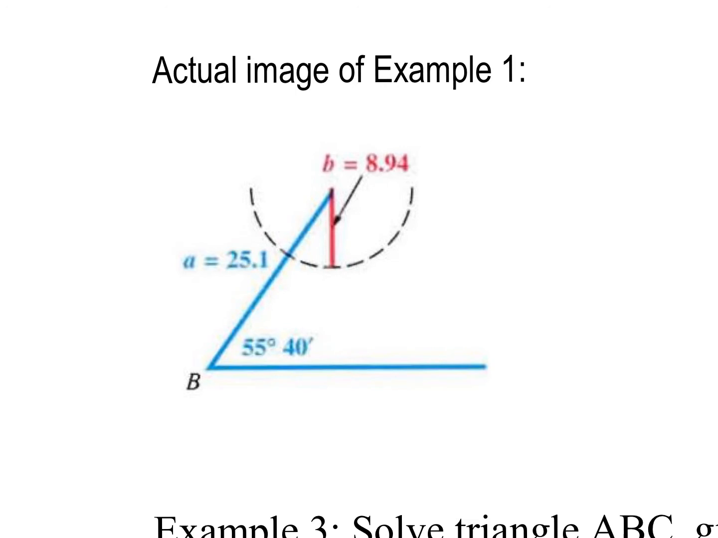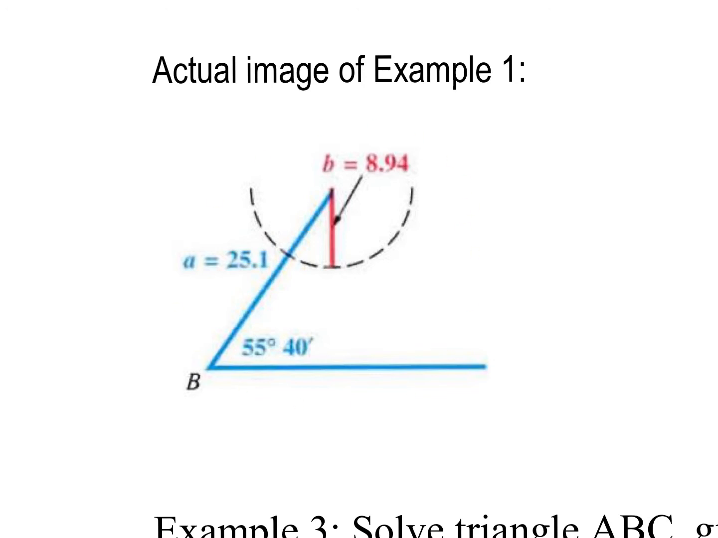In this case, remember we were given angle B, side A, and side B. Well, this side B at 8.94 happens to be too small. It does not fit together to form a triangle. Therefore, we do not have a triangle for those dimensions: this angle, this side, and this side. It doesn't fit. But how do we tell that without actually looking at a picture?